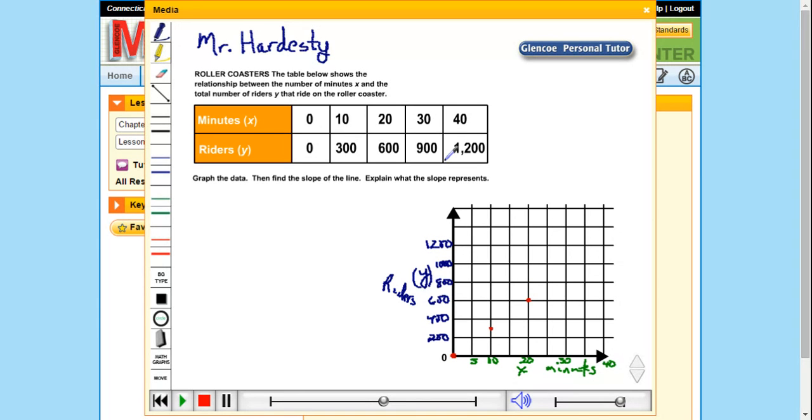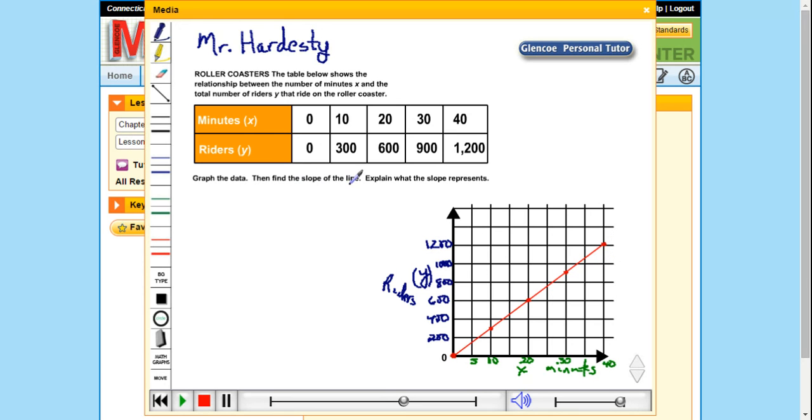30 and 900. Halfway between 800 and 1,000, and then 40 and 1,200. That's sitting there. So we've graphed our 5 ordered pairs representing the minutes and the number of riders, and let's connect those points to see the line that we will have formed with those 5 ordered pairs.